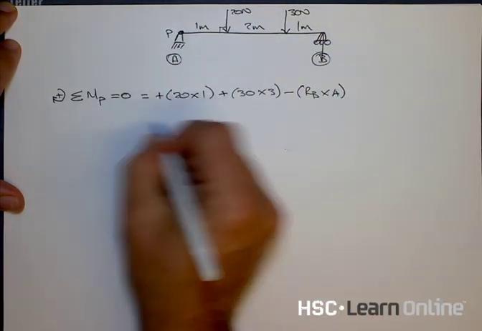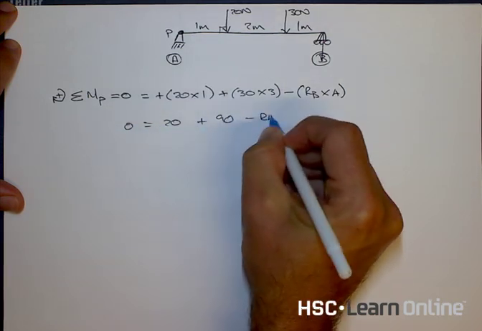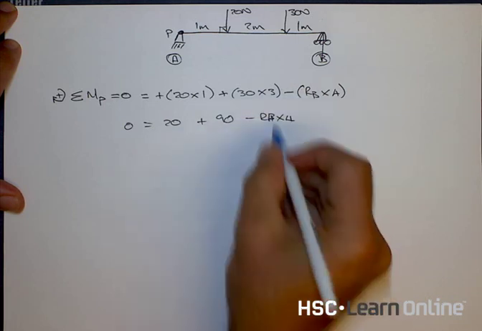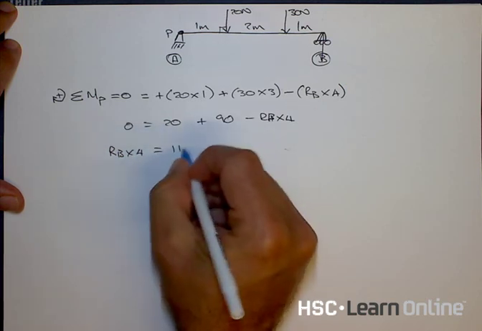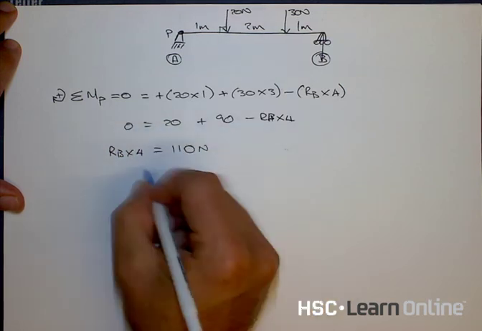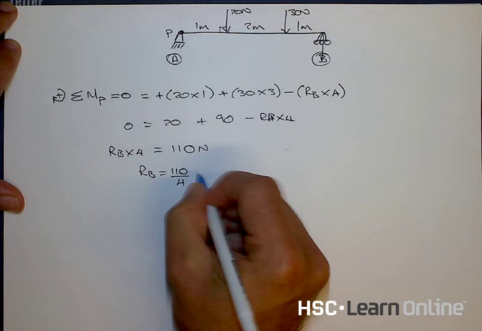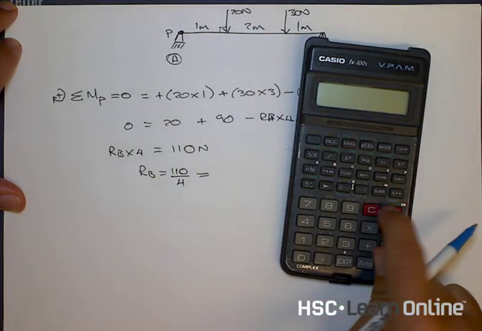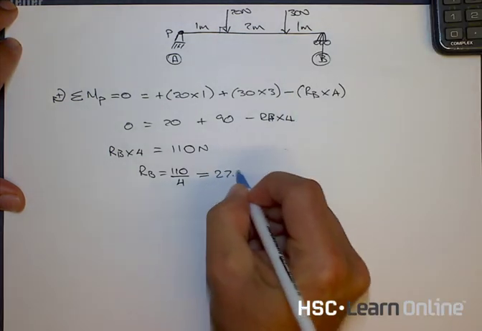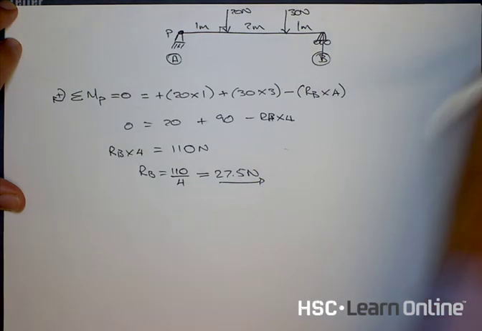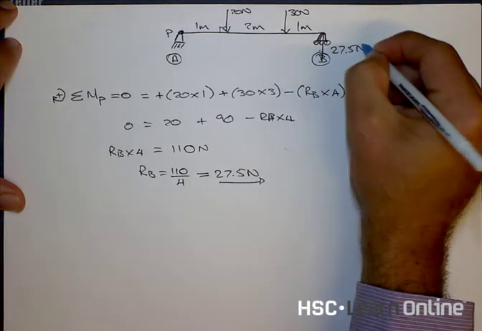So what we'll find is that 0 equals 20 plus 90 minus RB times 4. If we move all our sums around, RB times 4 equals 110 newtons. And so RB is equal to 110 divided by 4, which, if you do a calculator, 110 divided by 4, is 27.5 newtons. So that is the force over here reacting is 27.5 newtons.